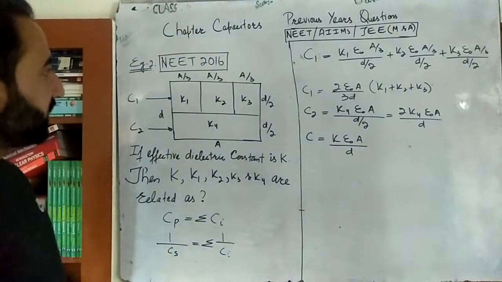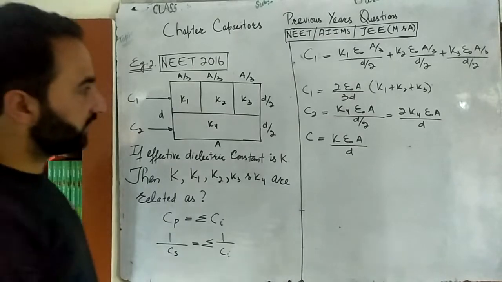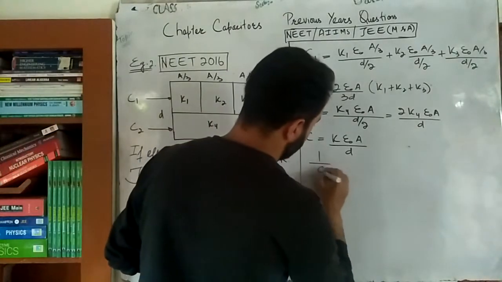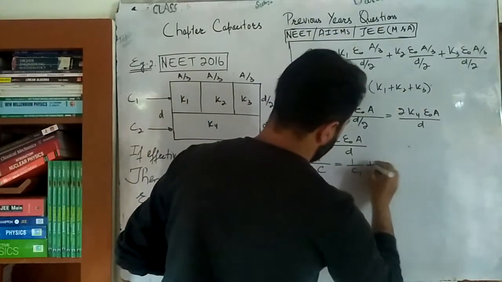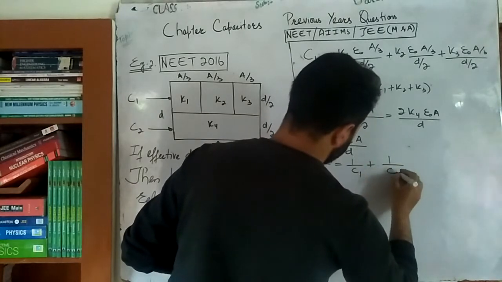Then I will write down the equation. Now these are connected in series. So I will write down the equation for the series, and that's like this: 1 by C is equal to 1 divided by C1 plus 1 divided by C2.